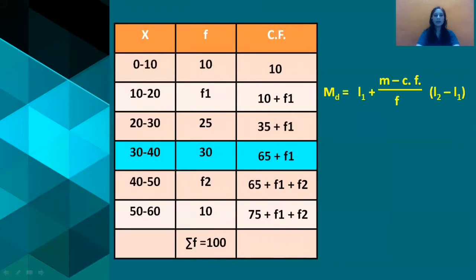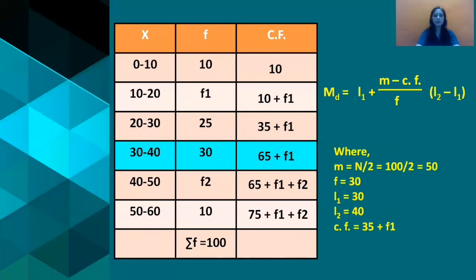So for that, we will use the median formula, that is the median equals L1 plus (M minus CF) divided by F into (L2 minus L1). Now what are these notations telling us? For that, you can refer to the median part 4 video, in which I have explained the meaning of the notations. Here I am finding the values of these notations.